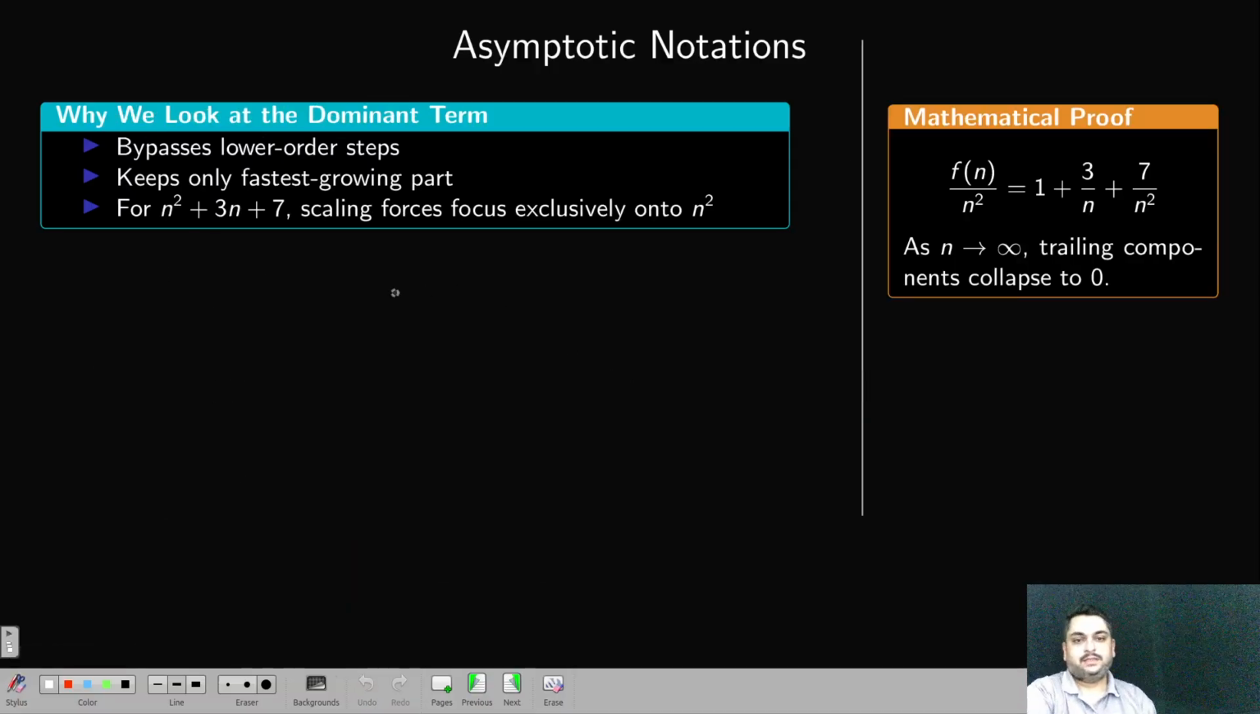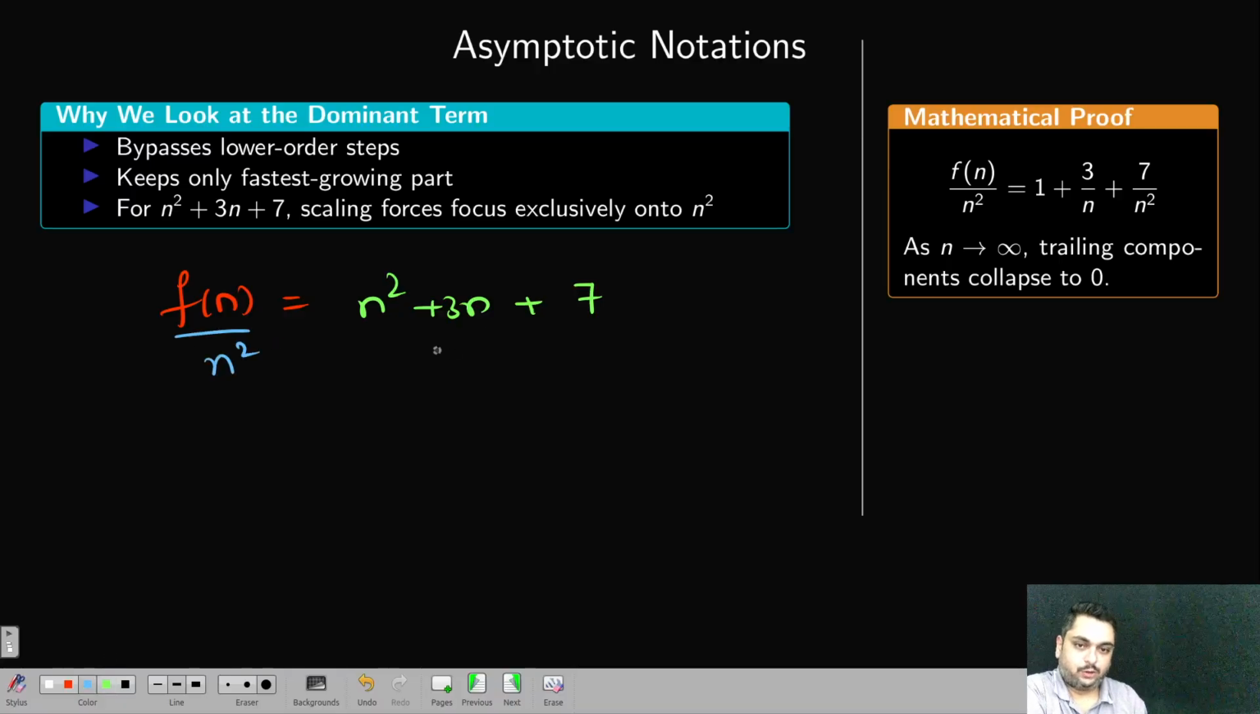Now you can also prove it mathematically. Let us see why this matters. Let us take the same example: f of n is equal to n square plus 3n plus 7. Now just divide this function by n square, the dominant term. So it will become 1 plus 3 by n plus 7 by n square.